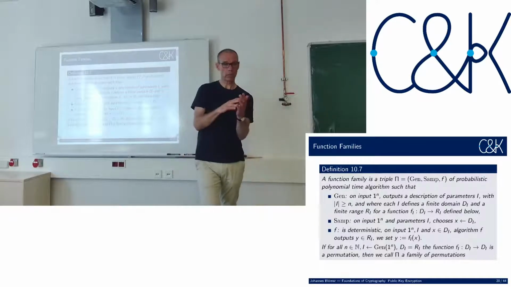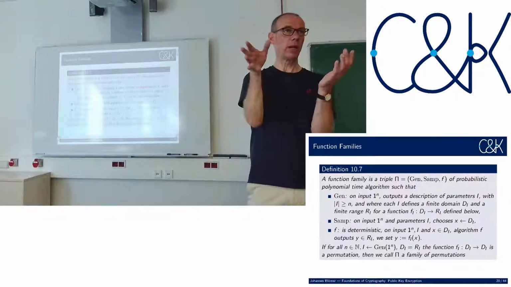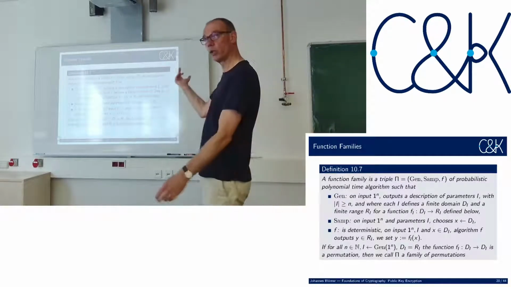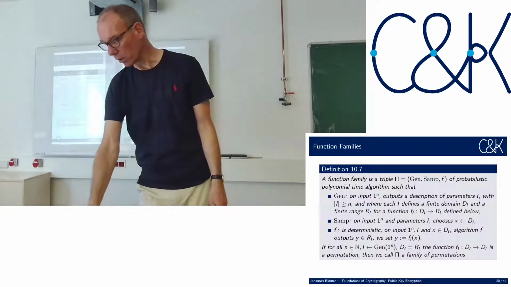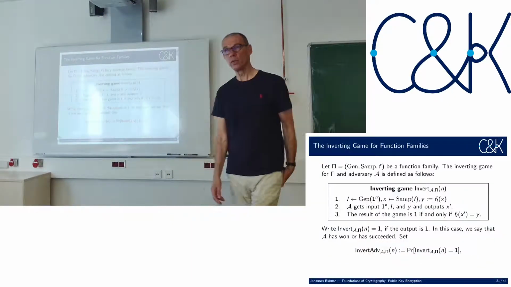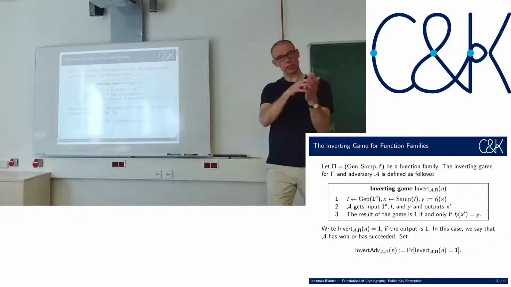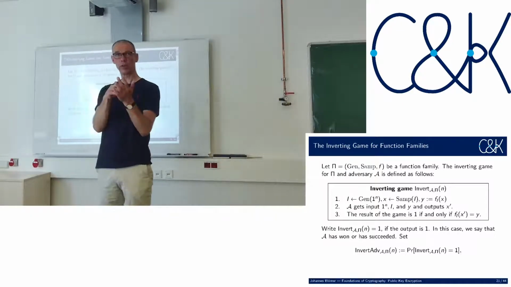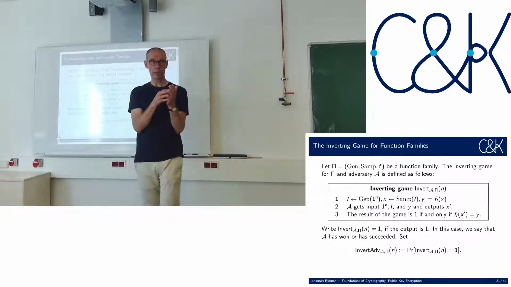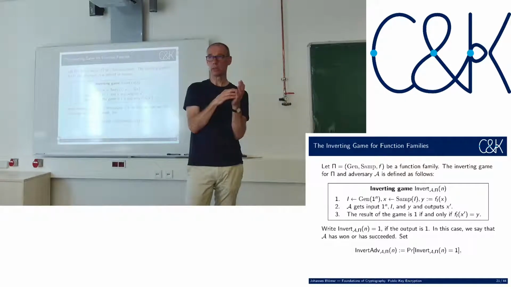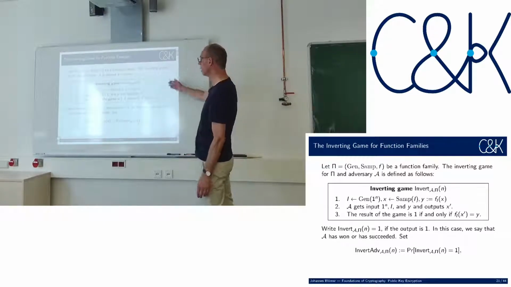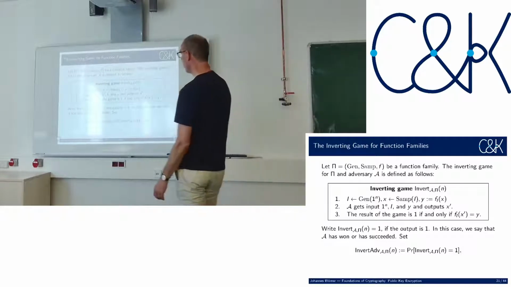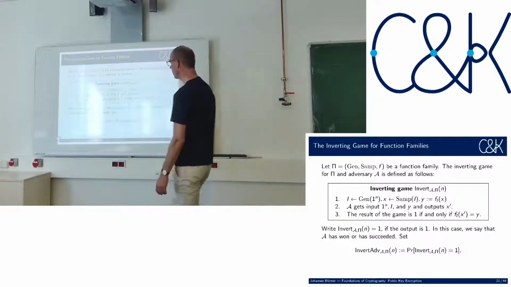Recall that a one-way function is a function that's easy to evaluate but hard to invert. Now we want to define something similar here. To say that it's hard to invert the function, we have to define this inverting game. So we generalize our inverting game to the case of function families, and this is done as follows. We have a function family Pi, and the inverting game for Pi and adversary A is defined as follows.